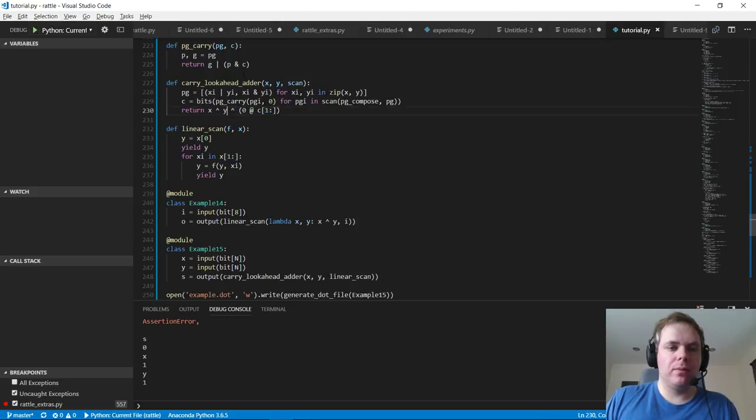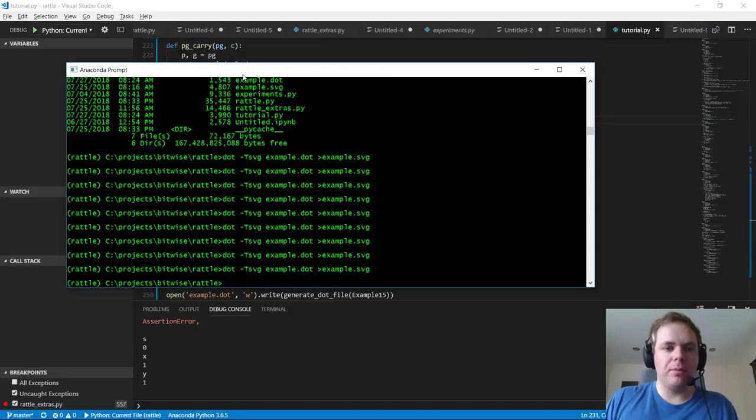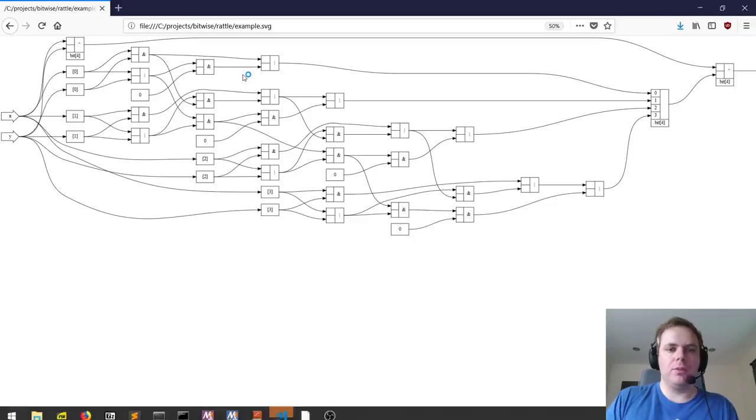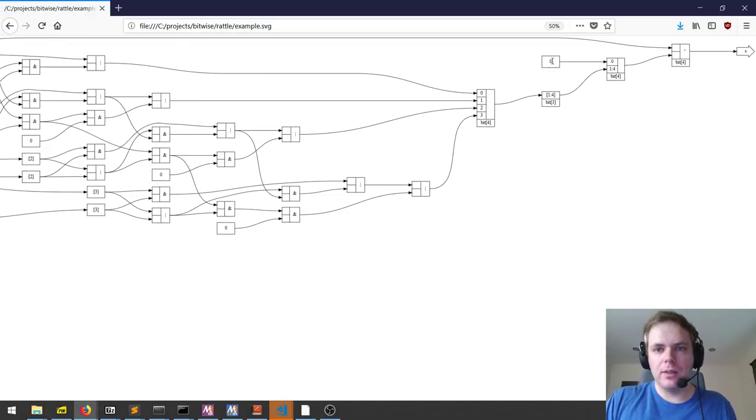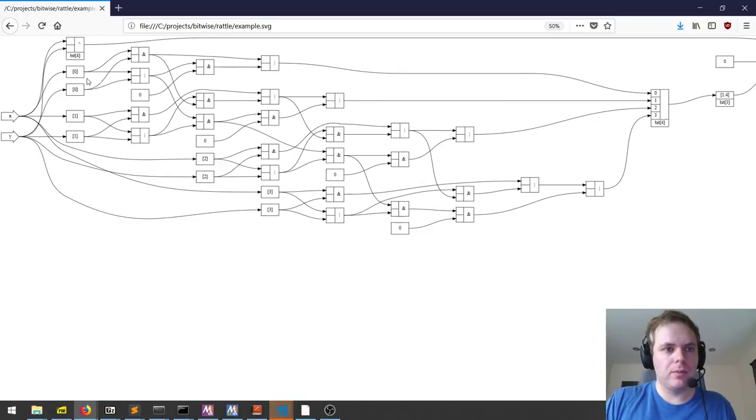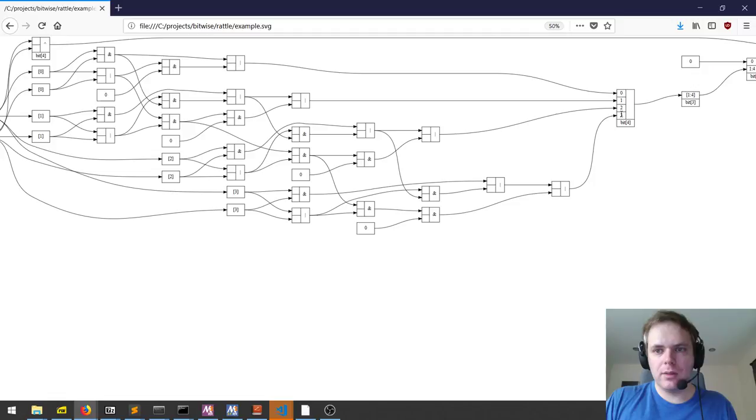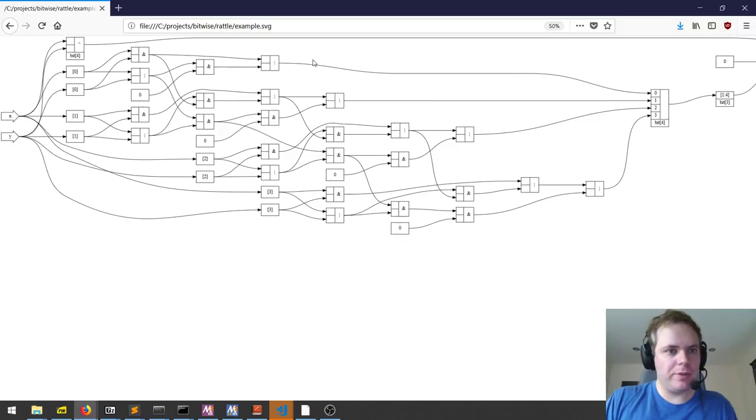Because the very lowest order sum bit should just be the XOR of the input bits, right? So that means the least significant bit is correct. Then let's see. The carry for this is if both of the components are set, or either of them is set and zero. So if both of them are set, then there's a carry.